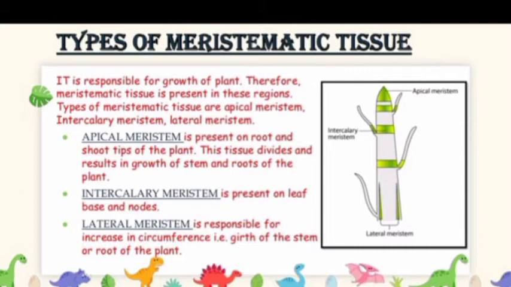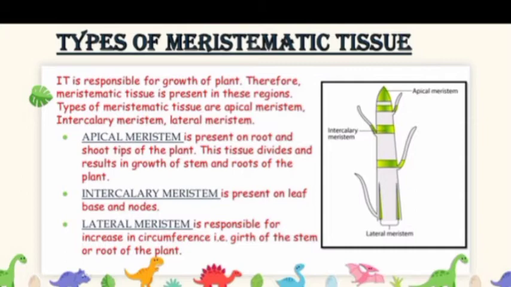Types of meristematic tissues are apical meristem. Apical meristem is present on root and shoot tip of the plant. This tissue divides and results in growth of stem and root. Next is intercalary meristem. It is present on leaf base and nodes. Nodes are the regions from where a new branch, a bud, or a leaf-like structure arises. So here is intercalary meristem present.